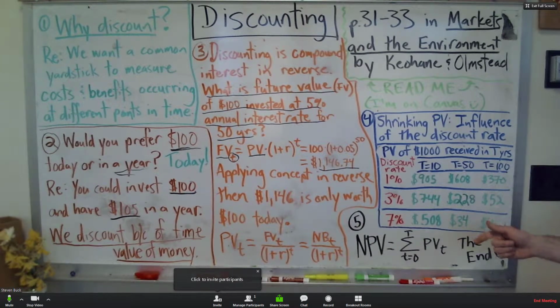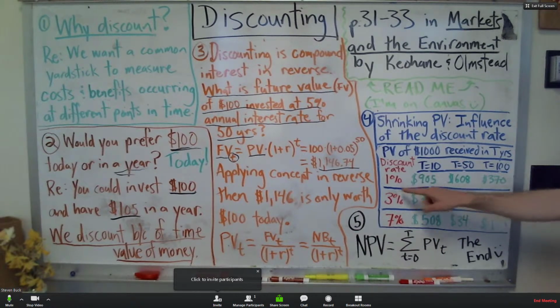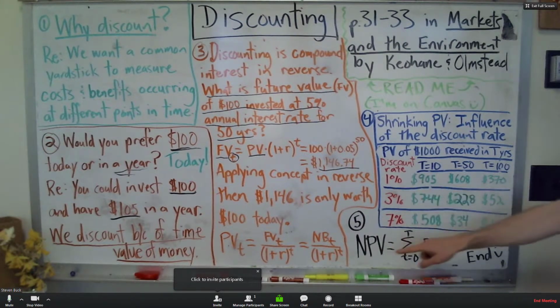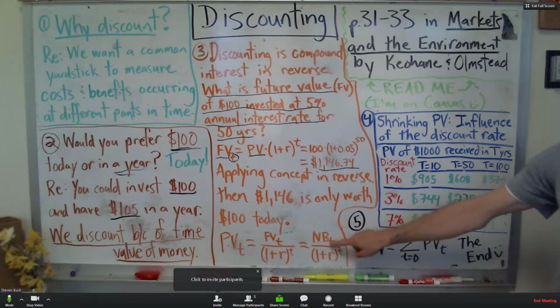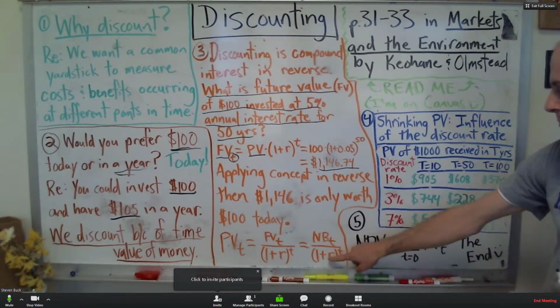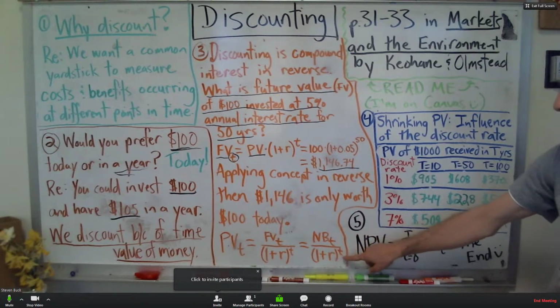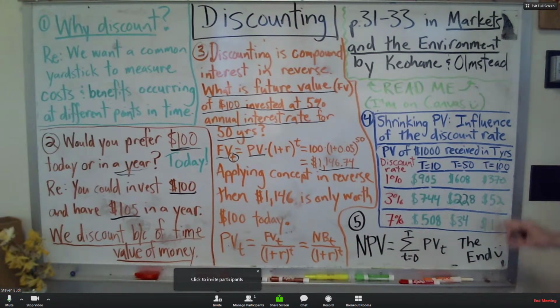A 1% discount rate applied to that $1,000 in 10 years results in a present value of $905 in present value. If we receive that $1,000 in 50 years and apply the same 1% discount rate, so we'd have 1,000 as our net benefit, 1 plus 0.01 as the denominator raised to the 50th power, then we're going to get $608.